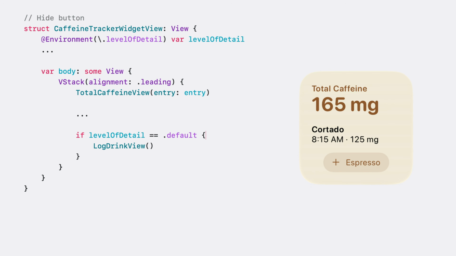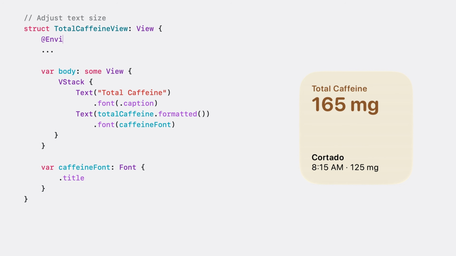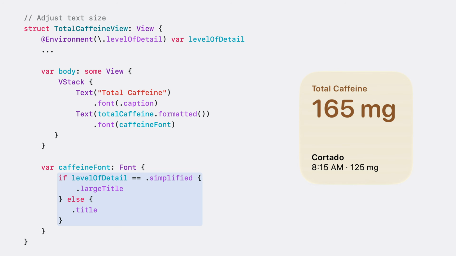I'll add this conditional around my log drink view to only display if the level of detail is default. Now, I need to update the caffeine amount. In my total caffeine view, I'm displaying the title and the formatted total caffeine amount. First, I'll add the level of detail environment variable to my view. In order to make this bigger, I'll conditionally change the font of my caffeine amount from title to large title based on the level of detail.